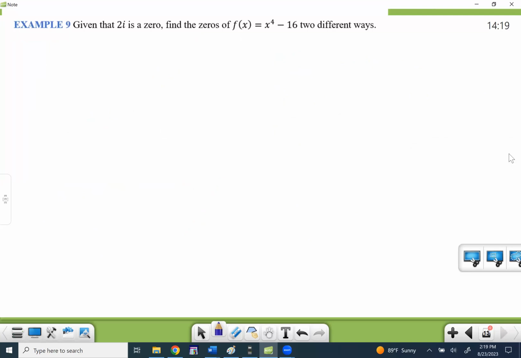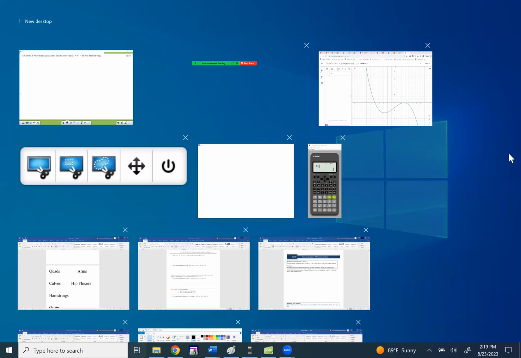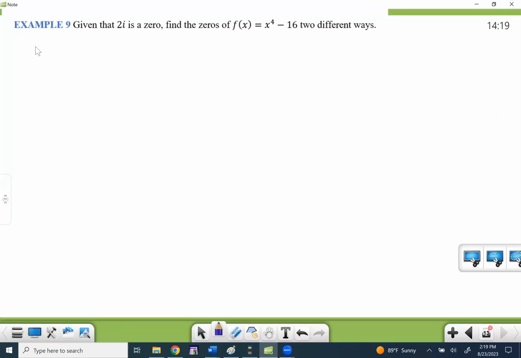All right, in this one, we want to do it 2 different ways, it says in the directions. So let's do it how we just did it a second ago, right? It says find the zeros. Well, we know 2i is a 0. So we're going to do synthetic division with 2i.